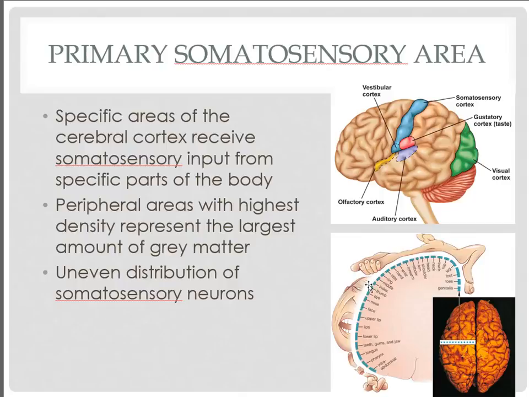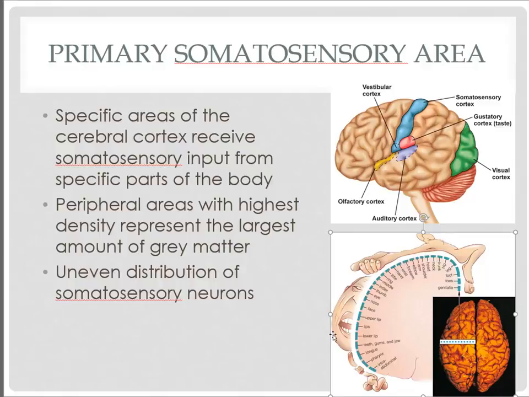Notice how the face, particularly the mouth, upper lips, tongue, represent a larger area of the somatosensory cortex. And that's because these areas of the body receive lots of sensory information, lots of somatosensory neurons that correspond to these areas. Look at the area representing the hands. Again, a larger slice of the somatosensory cortex.